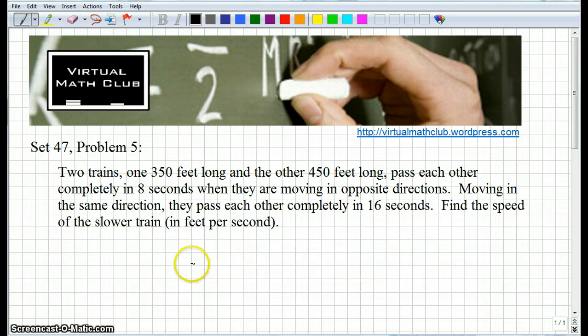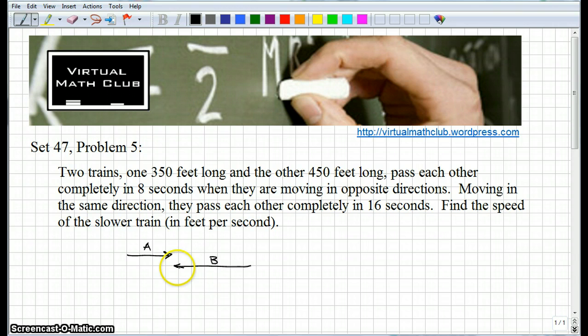Alright, well, let's first of all draw a picture here. I'm going to use arrows to represent the two trains. I'm going to draw one arrow, a shorter arrow, and call it train A. That's going to be the 350-foot train. And I'm going to draw another arrow going in the opposite direction, a little bit longer. Label that train B. So this represents the case where the trains are moving in opposite directions.